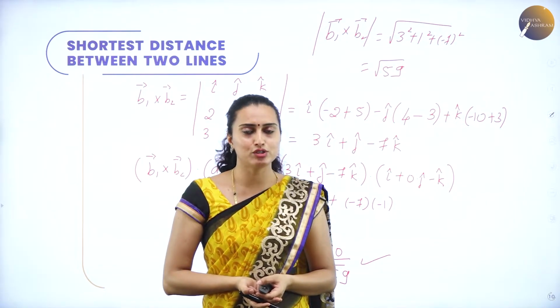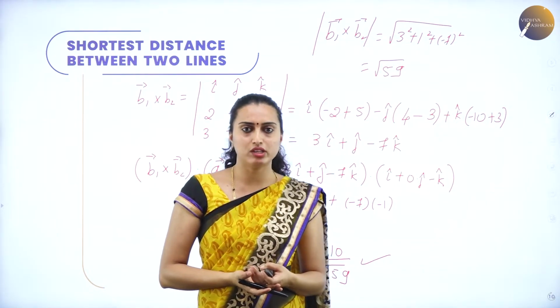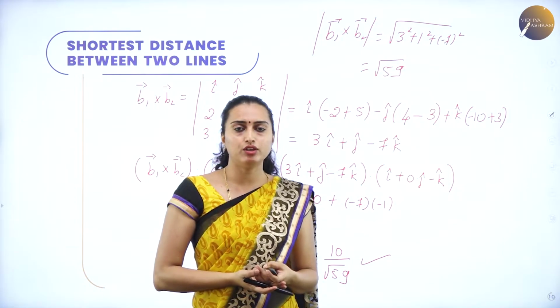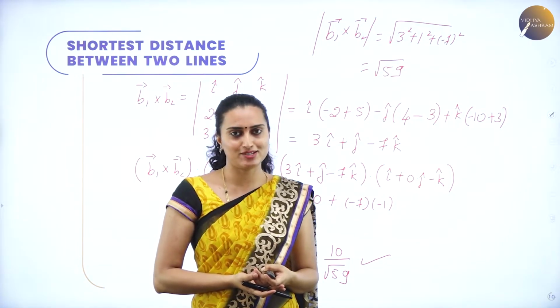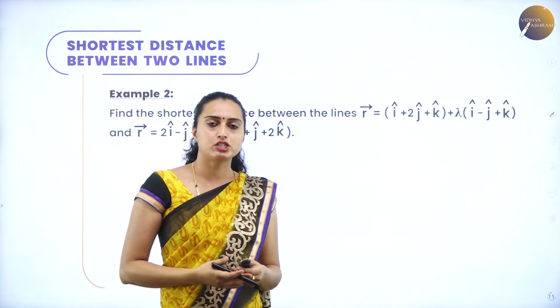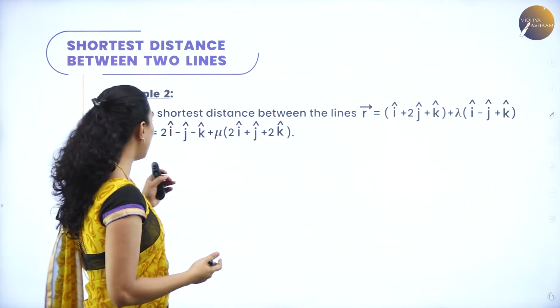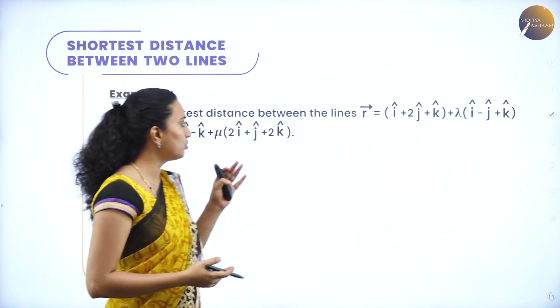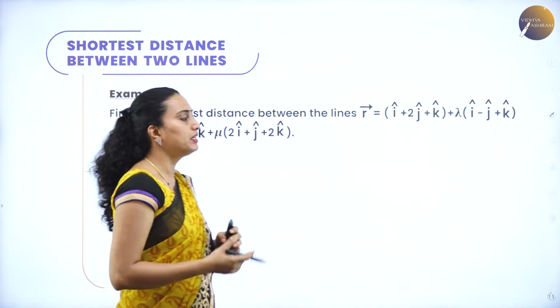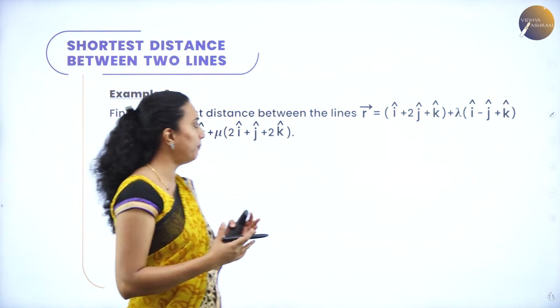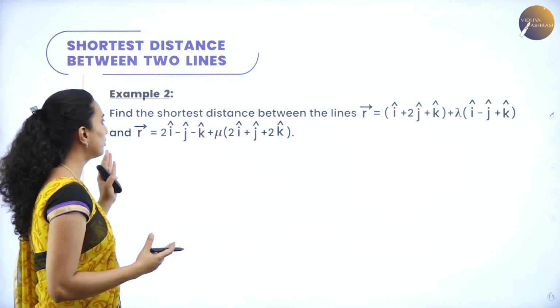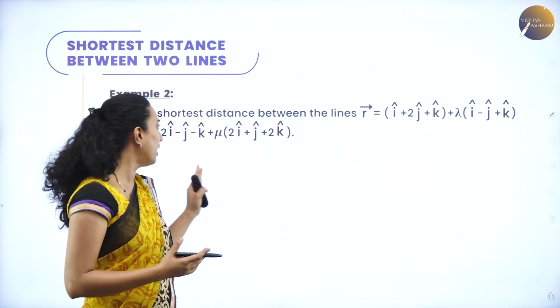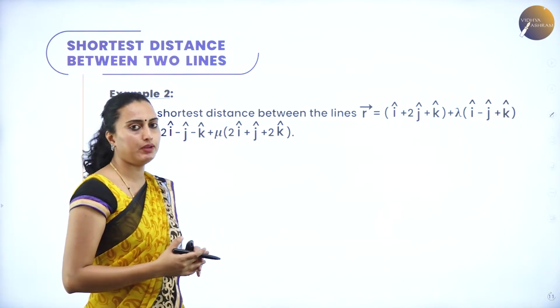I hope you understood. A little lengthier here, dear students, but if you do it properly, you are going to get the marks. Now we'll be moving on to the next problem, dears, of the same type. Find the shortest distance between the lines R vector equals I plus 2j plus k plus lambda into I minus j plus k. Similarly, R vector equals 2I minus j minus k plus mu into 2I plus j plus 2k.